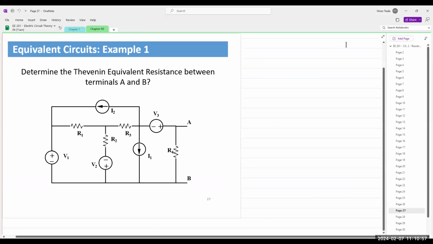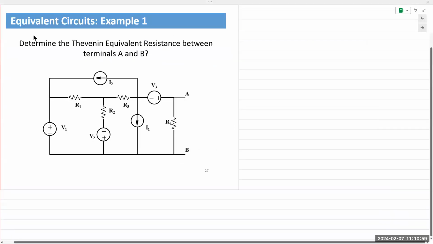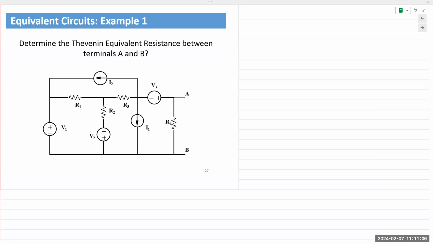Section 4, example 1. We'll start with Thevenin resistance. In the circuit shown here, we have five sources and 4 resistors, and we are simply asked to find the equivalent resistance between terminals A and B. Thevenin equivalent resistance between A and B. So RTH is the unknown value.